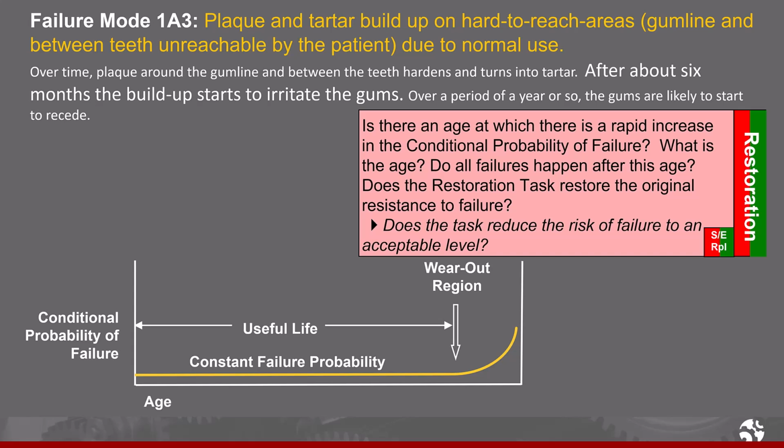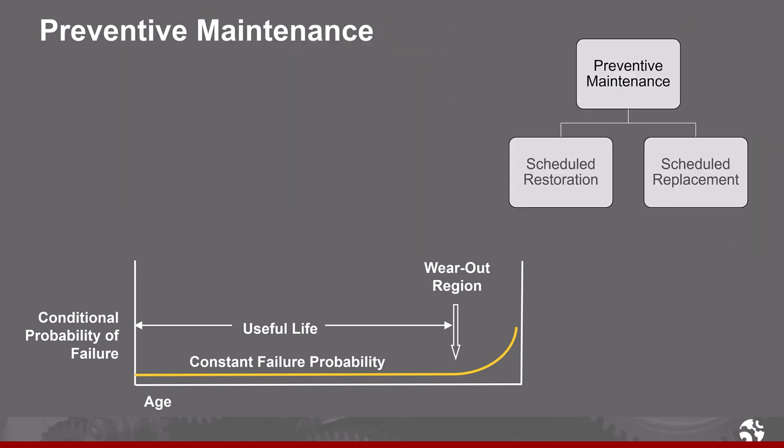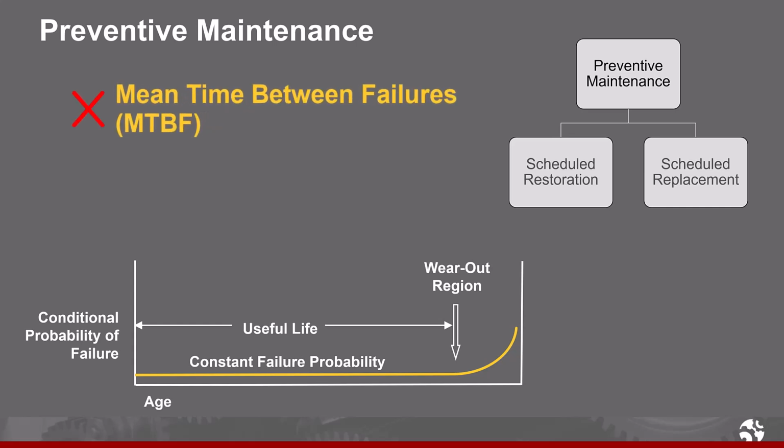This is how preventive maintenance tasks and their intervals are properly established. But let's make a couple of important points. Preventive maintenance task intervals are not based on mean time between failure, or MTBF. MTBF is an average, and preventive maintenance task intervals are not based on criticality. Preventive maintenance task intervals are based on the useful life.